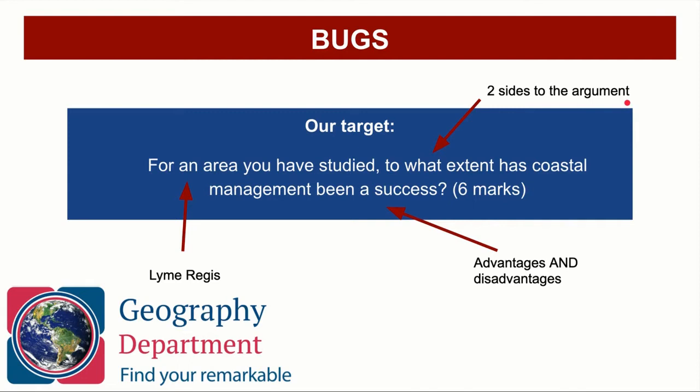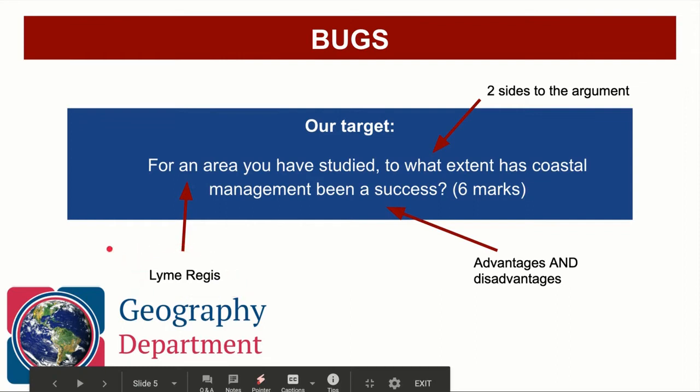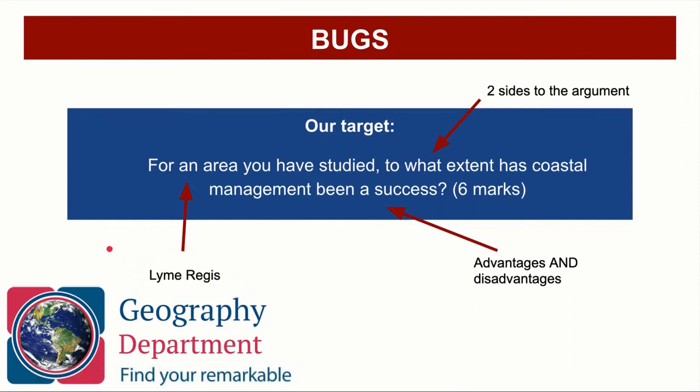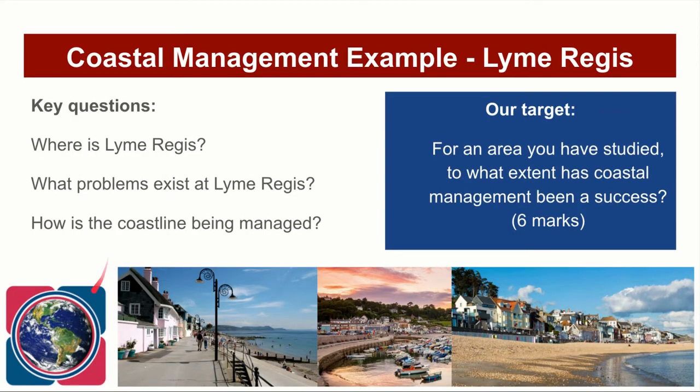Then what we need to do is to kind of start decoding the question. Let's underline what's important. Well, coastal management, that's important. So we're talking about hard and soft engineering. And I'd also underline for an area that you've studied, because we need to be able to give an example. And the example that you're going to give to answer this question is going to be Lyme Regis. So basically what we need to do to answer this question is to introduce Lyme Regis, say exactly what they've done to be able to protect the coastline from erosion. And then we need to say whether it's been a success, what are the good points about it and what are the bad points about it.